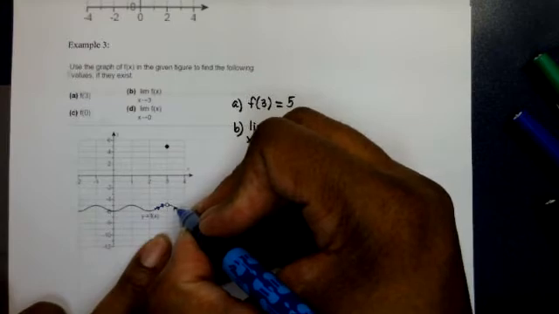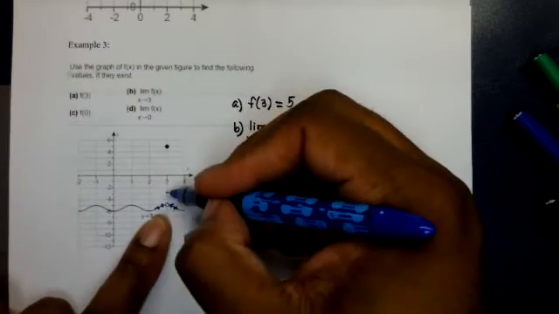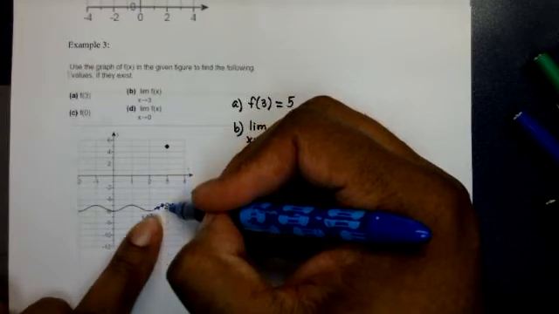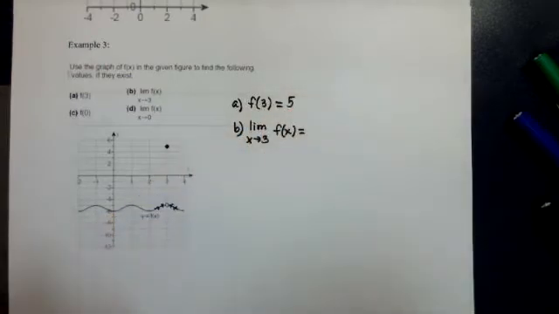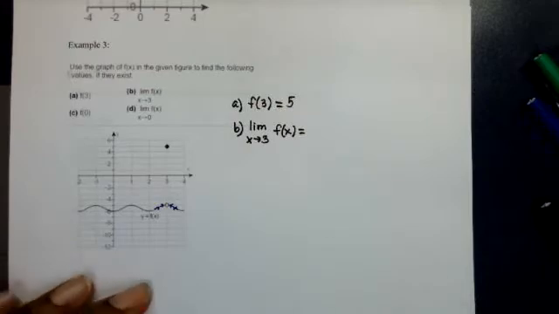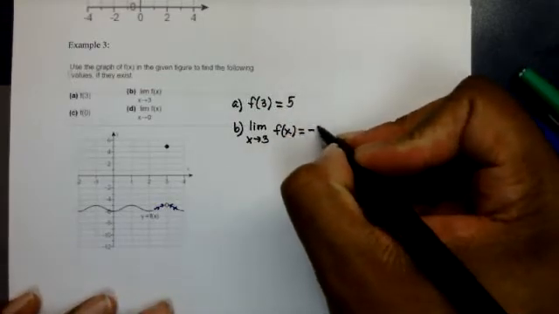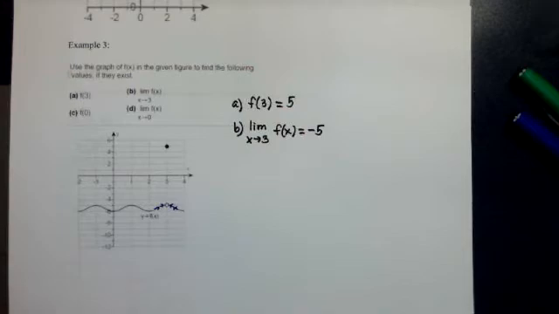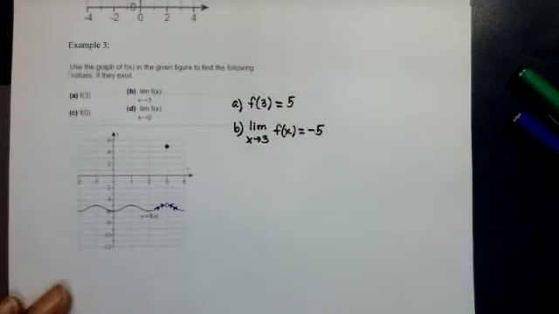And also from the right of 3, the graph of f of x gets closer and closer to -5 as well. So the limit as x approaches 3 of f of x will be -5. And as you can see, they're not the same. F of 3 and the limit as x approaches 3 of the function f of x are not the same.